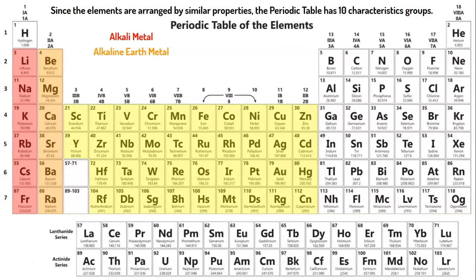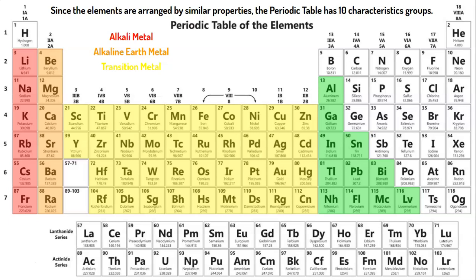All right, our next characteristic group is the center elements from group 3 through 12. And these elements are called transition metals. Now, transition metals are very special metals, and we're going to talk more about these later on throughout the trimester. Now we have these certain elements on the right side of our periodic table.